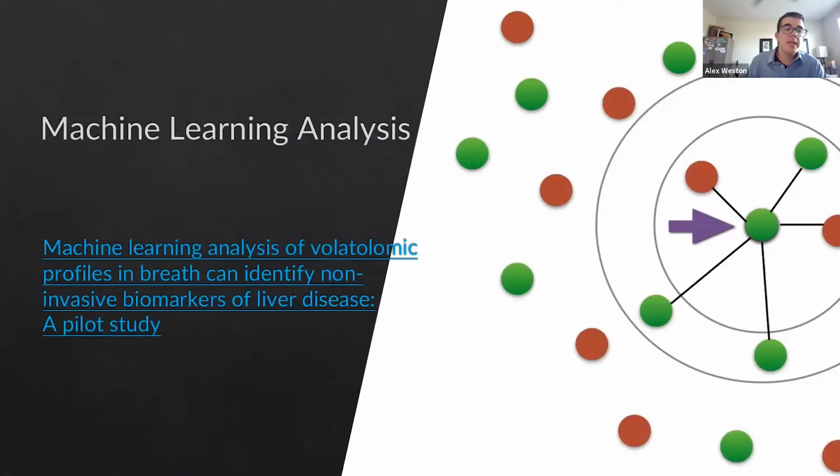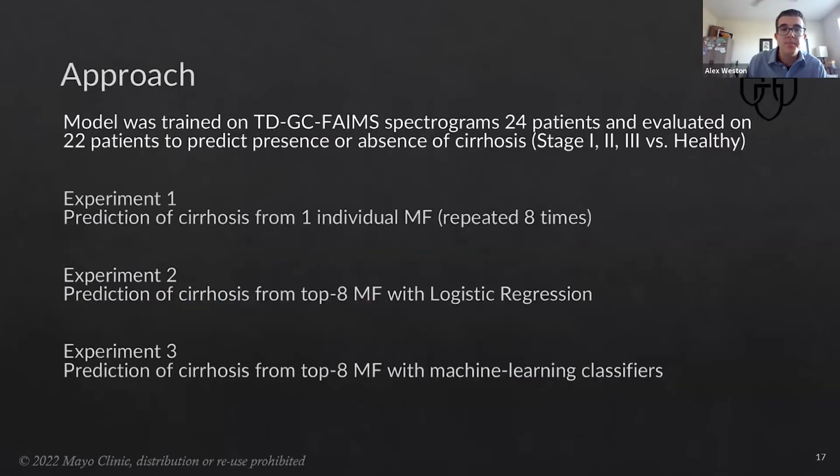So next, I'll talk a little bit about our first experiment, which is using a machine learning algorithm to try to predict cirrhosis versus our healthy controls. So the model for this was trained on spectrograms from 24 patients, and we had a fairly sizable test cohort of 22 patients. And actually, we used these same 22 patients for both our machine learning and deep learning experiments. And so all of the results that I'm showing today are on our test sample, which was not seen during training or validation of the model.